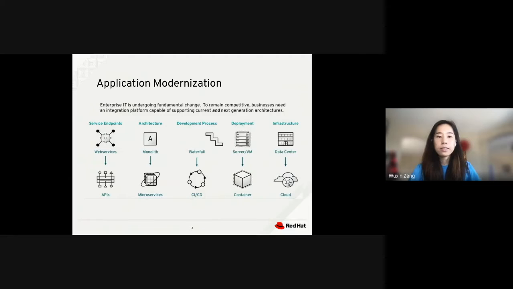So, application modernization. There are 5 parts to application modernization. For service endpoint, we migrate web services to APIs. For architecture migration, we want to break down monoliths into standalone microservices because they are easier to maintain and to share the code. To modernize the development process, we want to move from the waterfall approach to CI/CD so you can release on a daily basis, like an agile transformation. For deployment, we want to modernize virtual machines on-prem to containerized images. And lastly, for infrastructure, we want to move from the data center to the cloud.